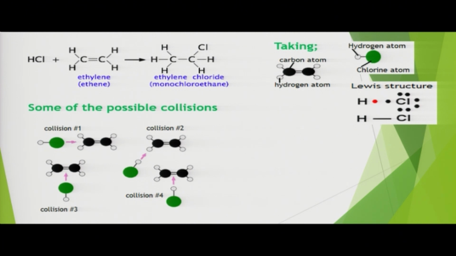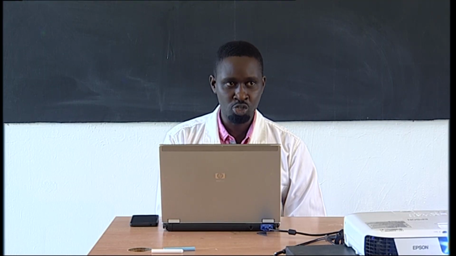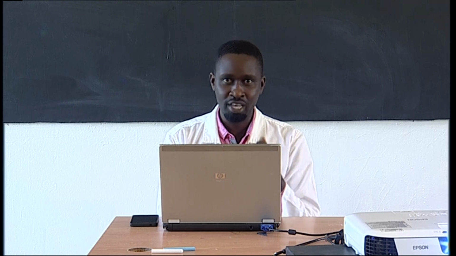Let's now interpret together. Let's look at collision 1. You have the chlorine, illustrated with the green. So you have the chlorine bouncing or colliding with carbon in between hydrogens. Will this collision yield a product? Possibly no. The reason is this collision is not attacking the reactive site.